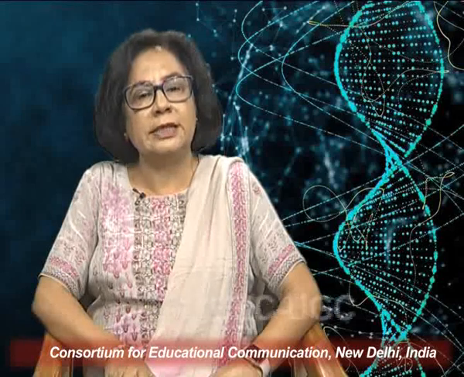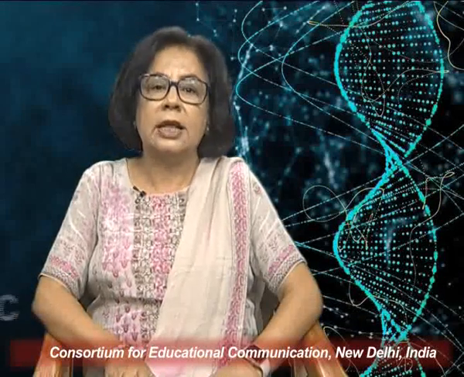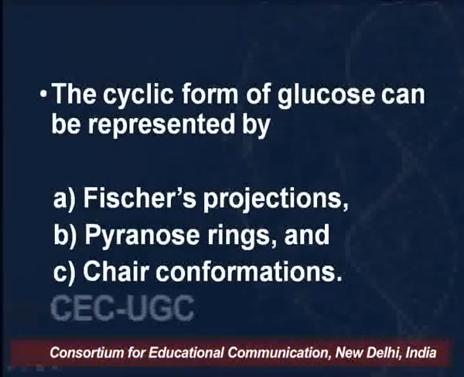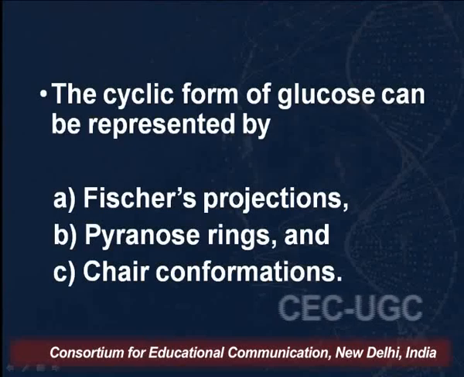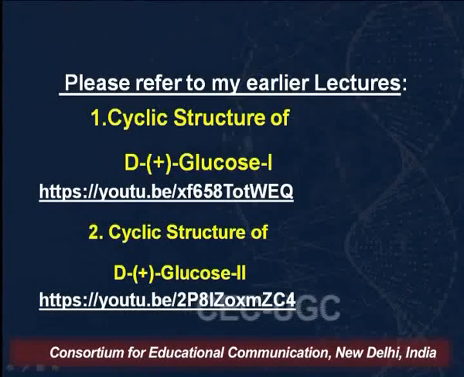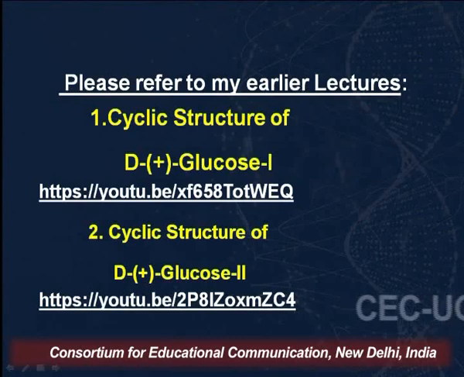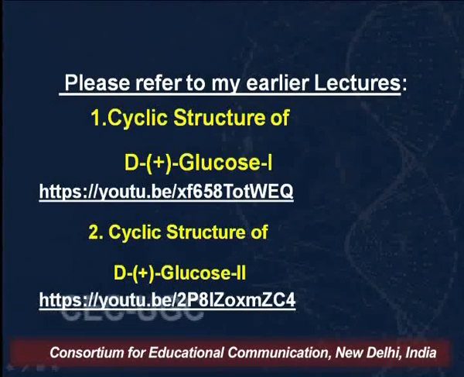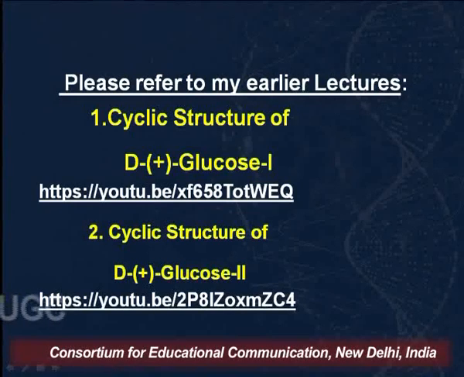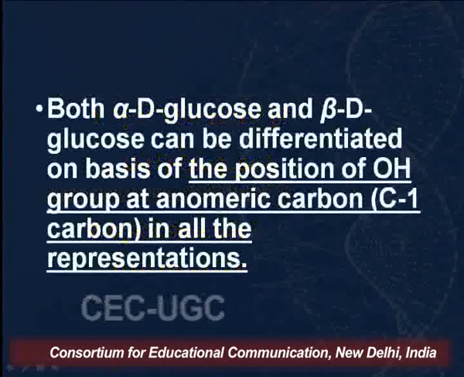It can be represented by three structures, that is Fischer's projections, pyranose rings, that is Haworth projection, and chair conformations. You can refer to my lectures on CEC, the links of which I have shared with you, which deal in great detail with the cyclic structure of glucose, part 1 and part 2, that is the formation of the hemiacetal form and then the representation of cyclic glucose in the form of three representations.